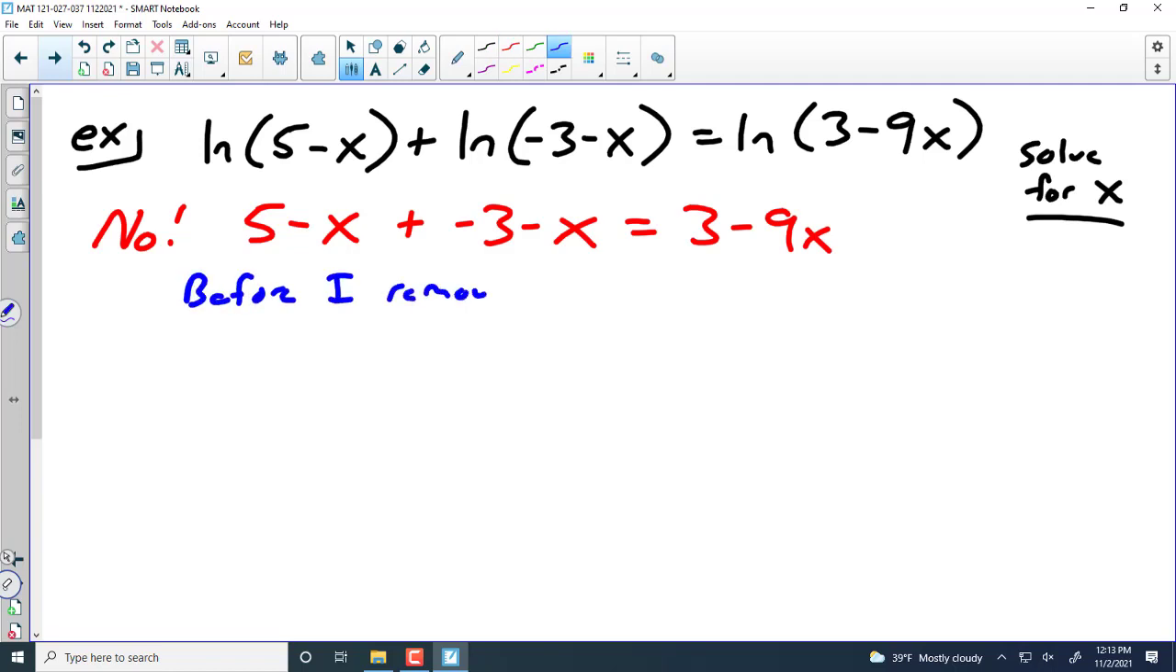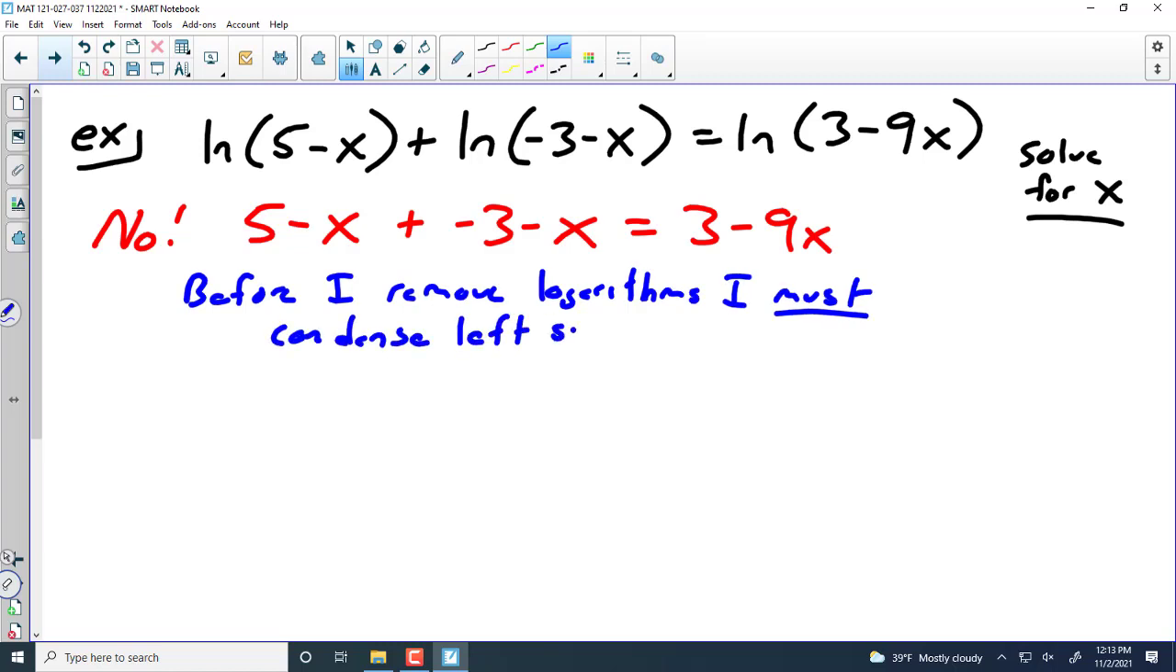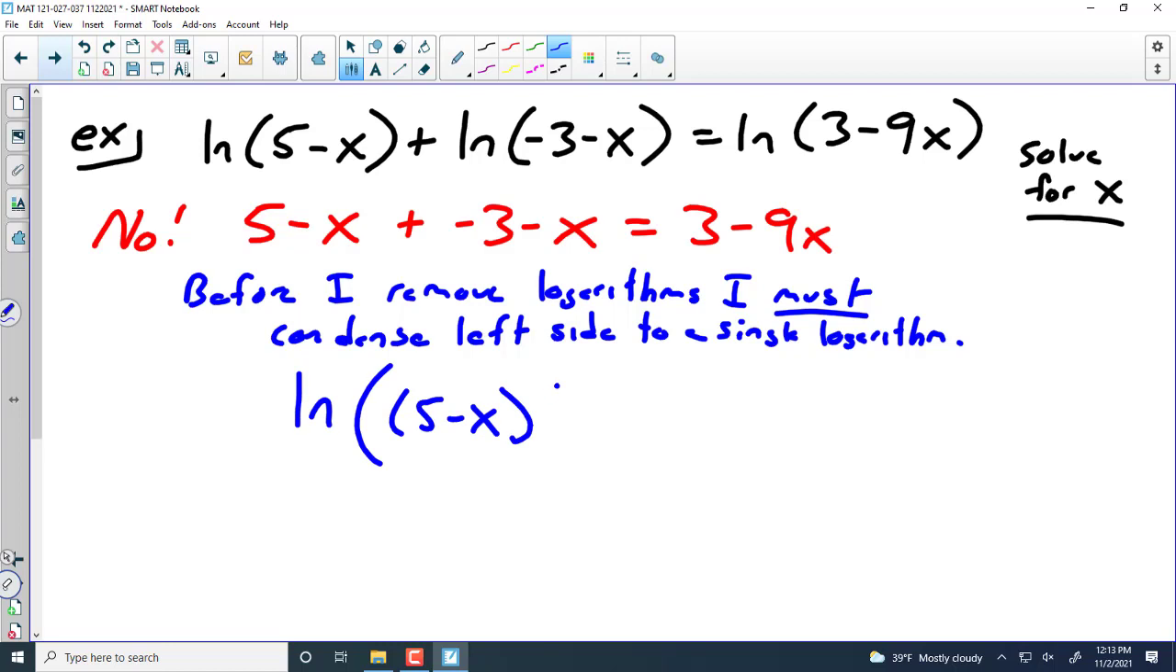Before I remove logarithms, I must condense the left side to a single logarithm. It's my only hope. Not to a single logarithm, that doesn't make any sense. To a single logarithm. I must rewrite this side as ln of 5 minus x times negative 3 minus x.